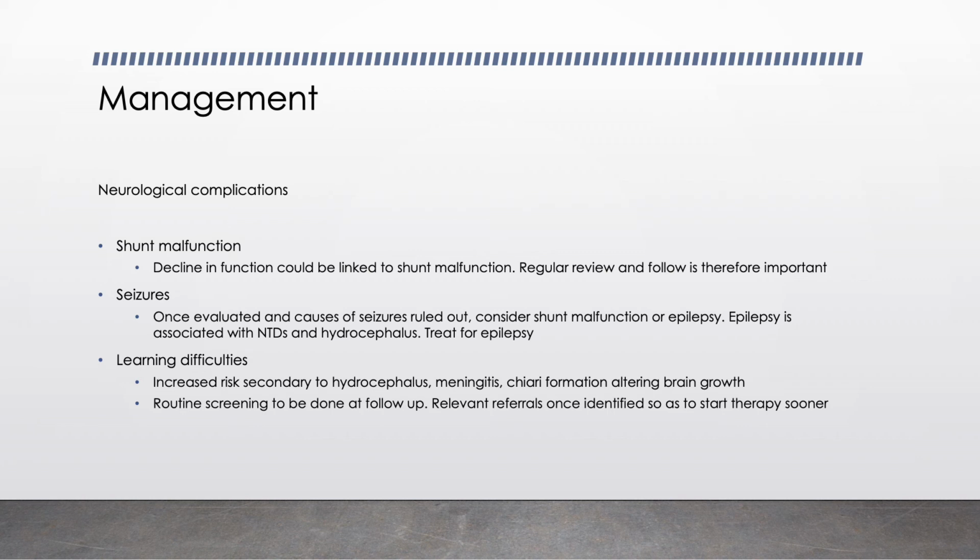Children can also present with seizures. So once we have done a workup for the seizures and excluded all other causes, we can consider shunt malfunction as a cause, or epilepsy. Epilepsy is associated with neural tube defects and hydrocephalus, so then we treat for the epilepsy.